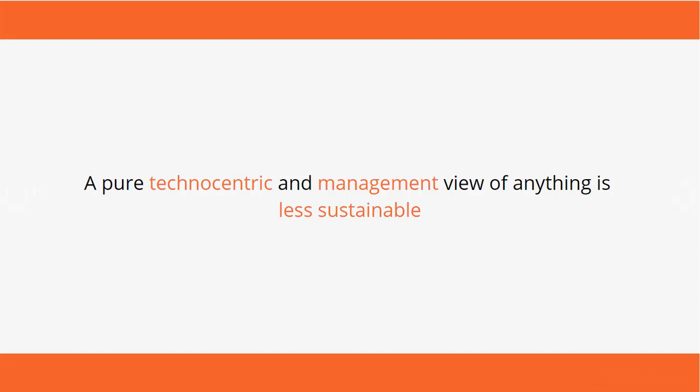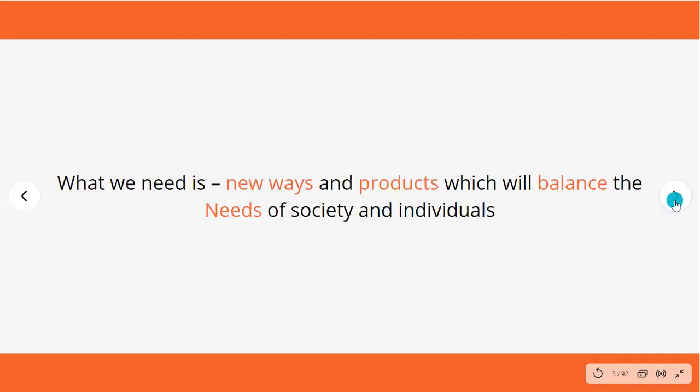So a pure technocentric and management view, which means feasibility and viability. Technocentricity is all about feasibility. Is the idea feasible? Yes, it is feasible. Is the idea viable? Yes, it is viable. However, we need to build on something else. Only technocentricity and a management view of anything is not going to be sustainable. Why? Because again, the desirability quotient will come into the picture, right?